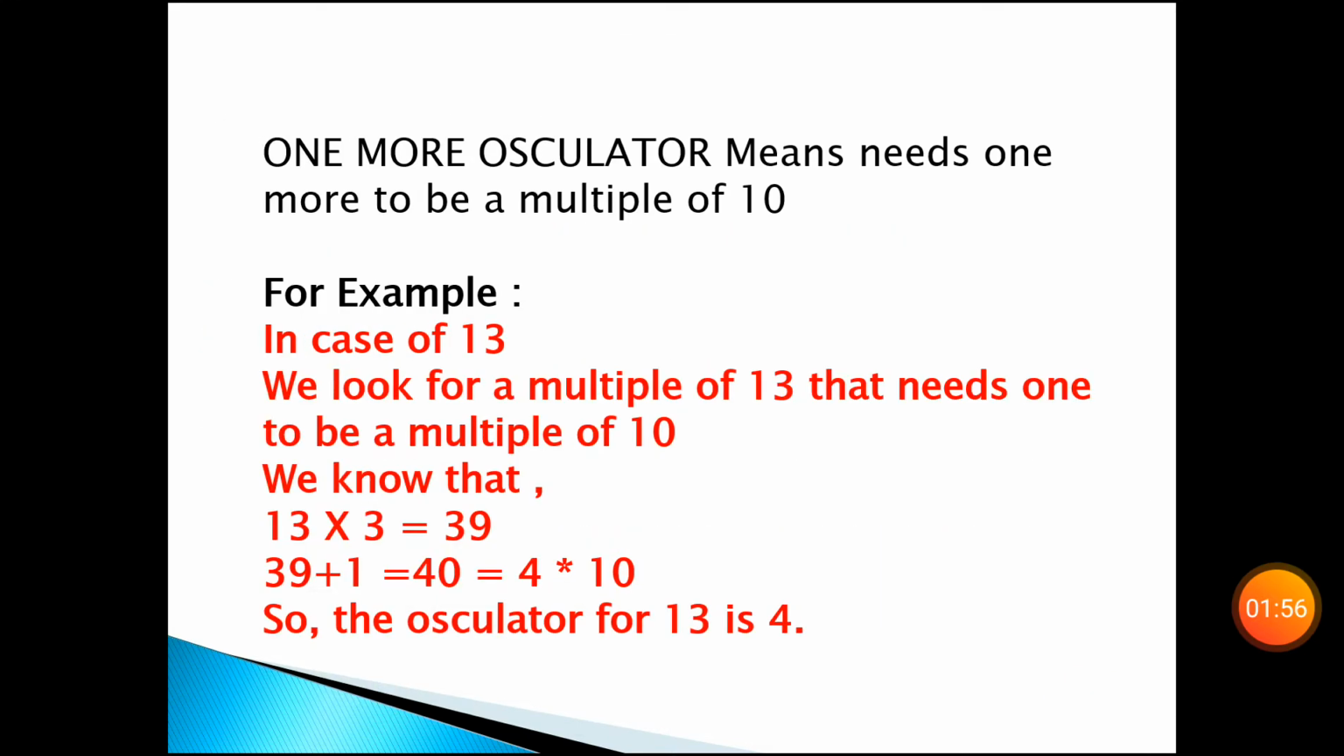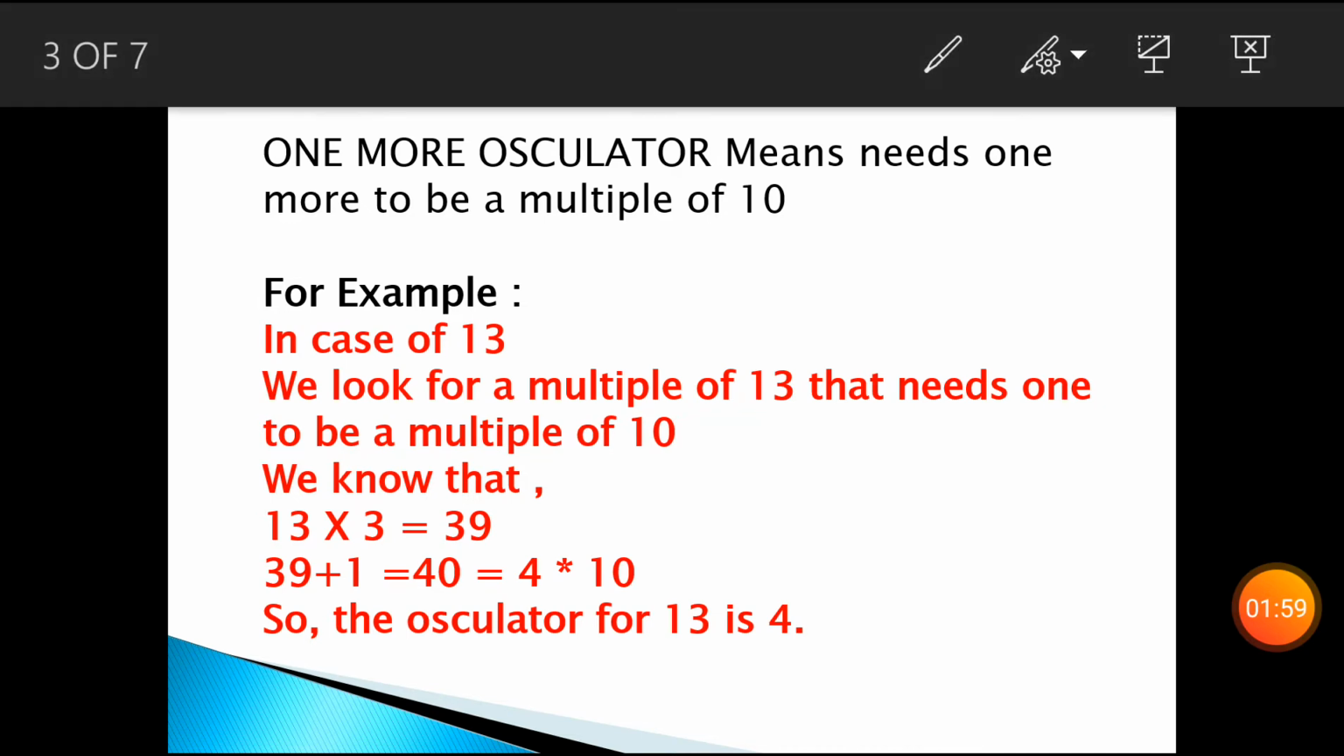The first is the one more oscillator. So what is the meaning of one more? One more means ek zyada. So the one more oscillator means the number needs one more to be a multiple of 10. Okay, so needs one more.